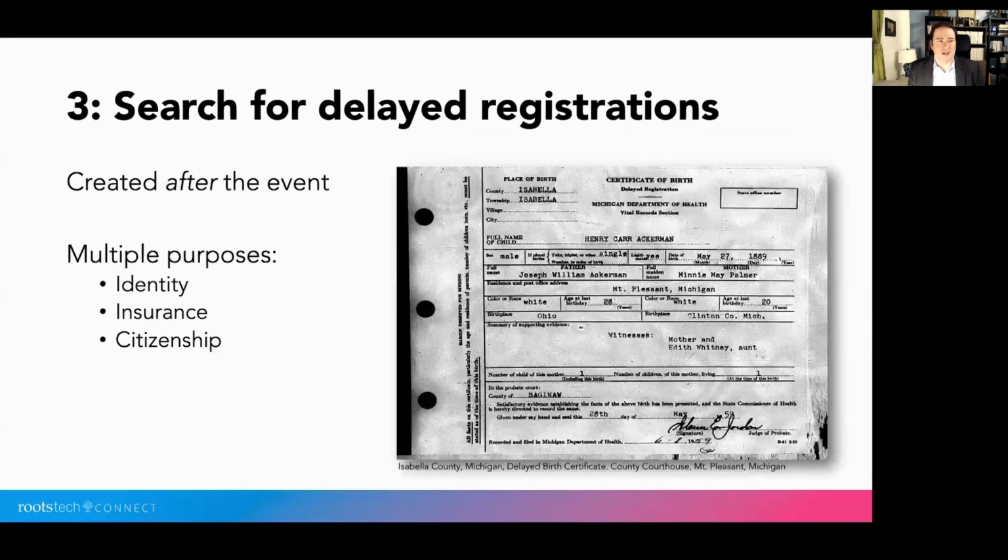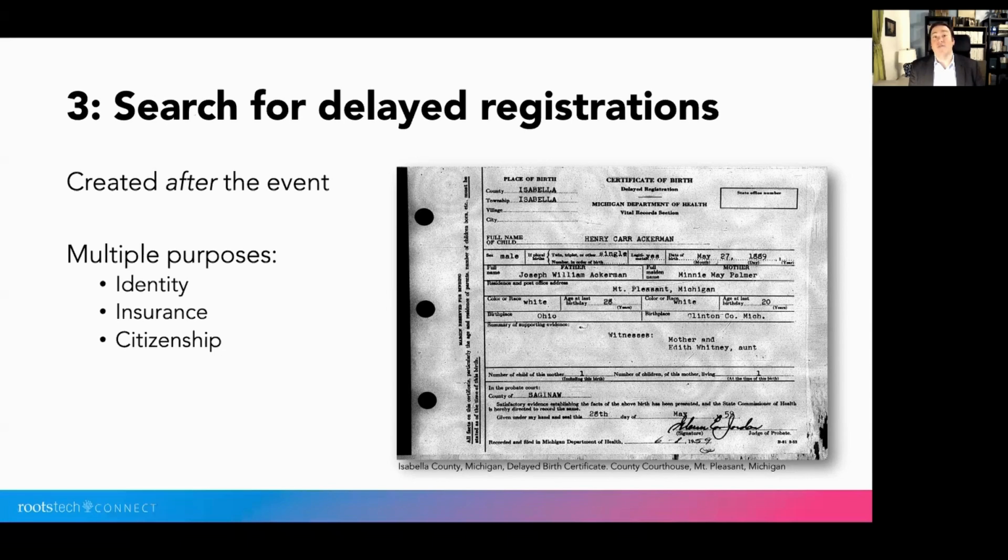The third strategy, the third step, is to search for delayed registrations. Not every vital record is recorded immediately after the event occurs. Sometimes an event registration will be delayed for a number of reasons. A birth record might be delayed a number of years. Why? Well, it depends upon the purpose for which the record was created.